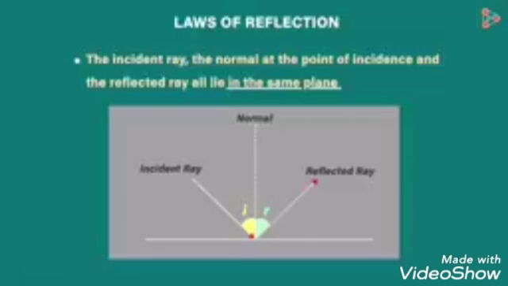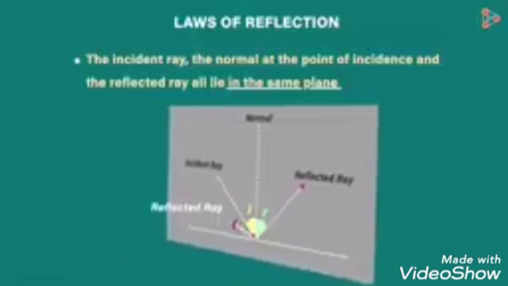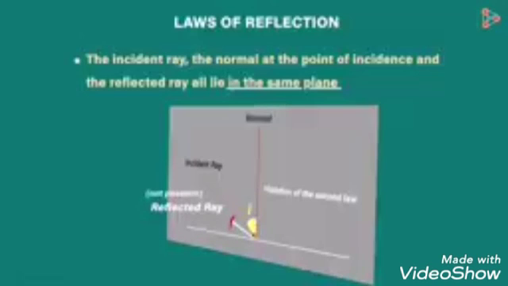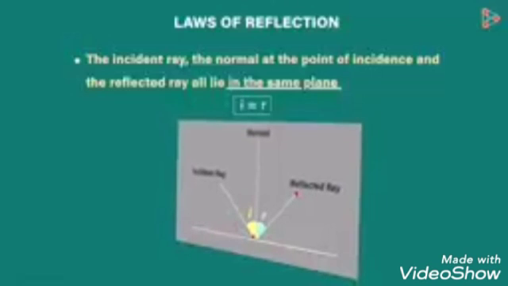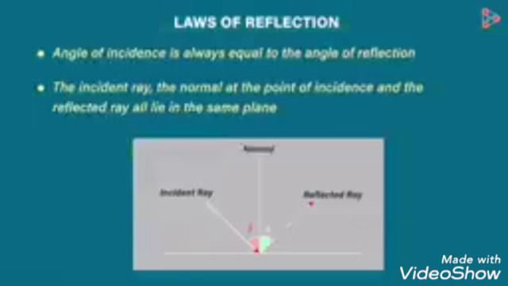For example, if the reflected ray is in this direction instead of this, then the diagram will look like this. The incident ray and normal are in the plane of the paper, whereas the reflected ray is not in this plane. This violates our second law, and hence this ray will not be reflected in that direction. This is just not possible. It can only be like this. I will be equal to R, and they will lie on the same plane. I hope both the laws are clear now.